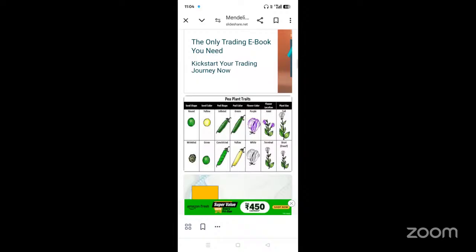Phenotype: pheno means the show, the outer. Genotype is the internal part; the phenotype refers to the trait in the individual that actually shows in the outer structure. For example, homozygous means capital P, capital P or small p, small p. Heterozygous means, for example, capital P, small p. These are heterozygous conditions.